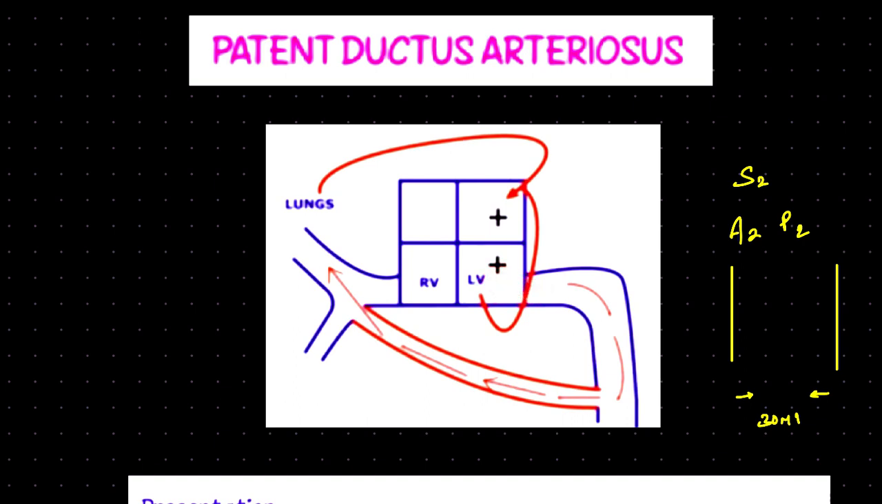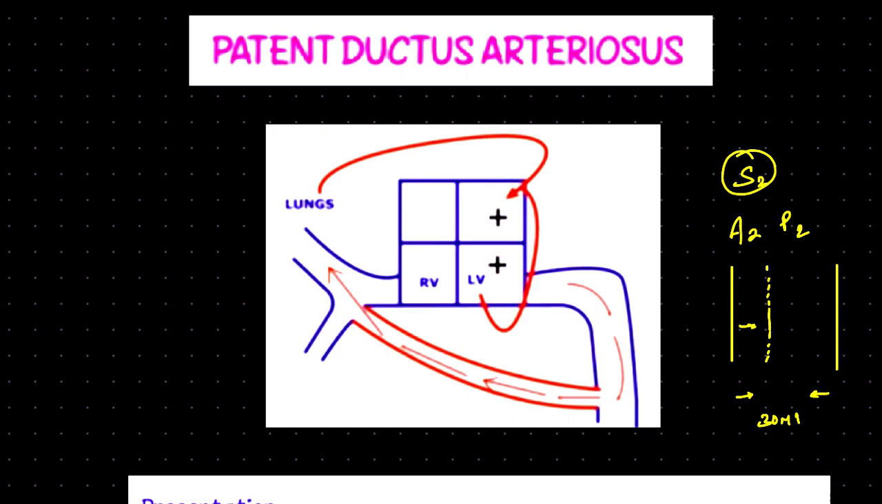Then our aortic valve will close late. That means there will be a delay in closing of the aortic valve, and the aortic valve closure will shift closer to the pulmonary valve. That means there will be a narrow split of the S2 sound. Okay, I think we are clear with it.